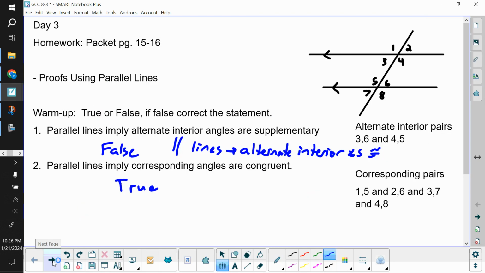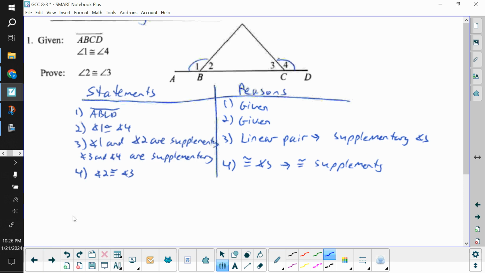All right, you can stick your warm-up sheets away. Moving over to our homework, which I believe was on page 10. The first given is just telling us that that's all a straight line, which will allow us to do our linear pair implies supplementary angles. Sometimes they'll give that to you, sometimes they'll just expect you to pick it out from the picture that it's a straight line. So anyway, we can say 1 and 2 are supplementary, and then separately 3 and 4 are supplementary. That's one of our new reasons from day 2, the linear pair implies supplementary angles.